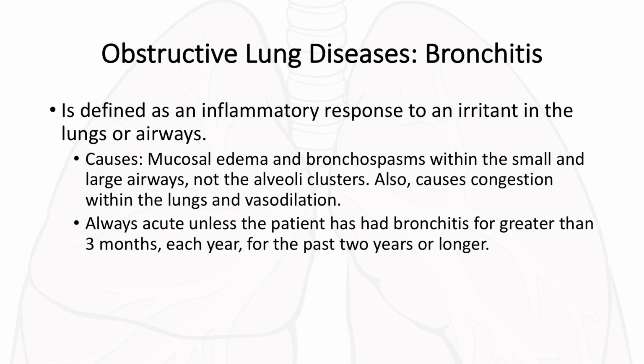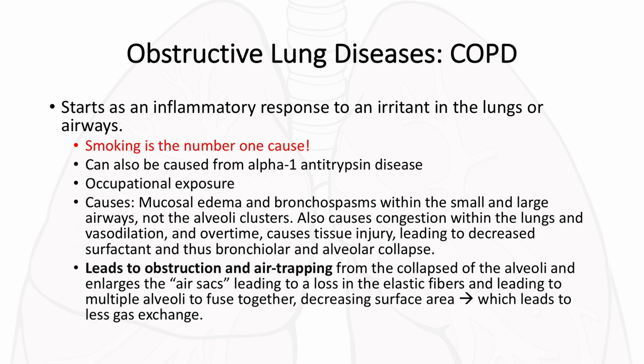So let's start with bronchitis. It's defined as an inflammatory response to an irritant in the lungs or airways. This causes mucosal edema and bronchospasms within the small and large airways, not just the alveoli clusters. Also, it causes congestion within the lungs and vasodilation. It's always acute unless the patient has had bronchitis for greater than 3 months each year for the past 2 years or longer. Moving on to COPD.